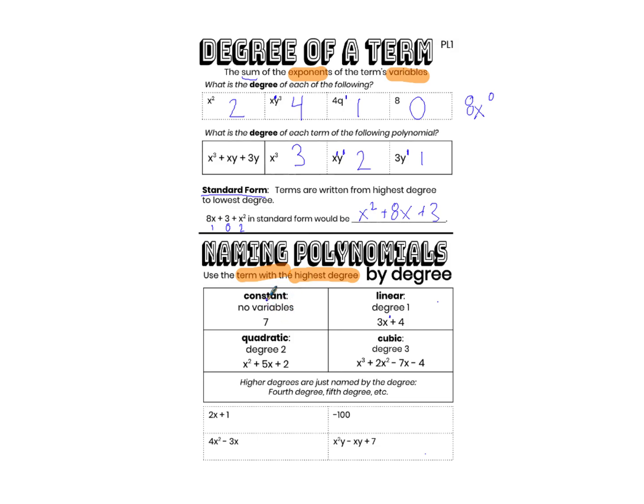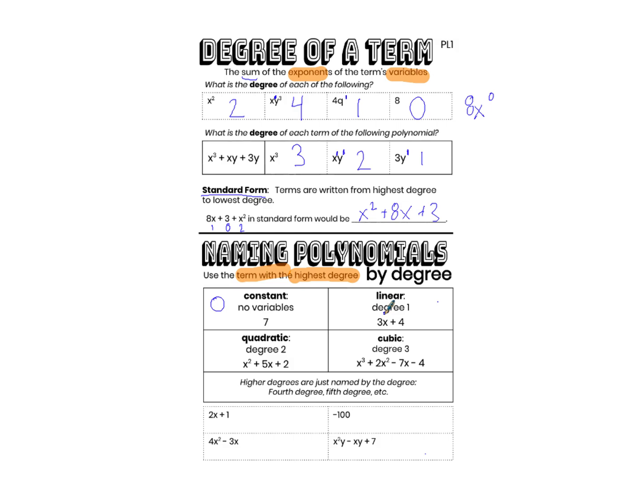If the degree of the highest degree term is 0, that means there are no variables, and this is called a constant. So a polynomial with degree of 0, meaning no variables, is called a constant. If the highest degree term is a degree of 1, then we call that a linear polynomial.